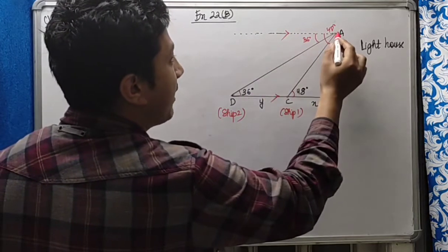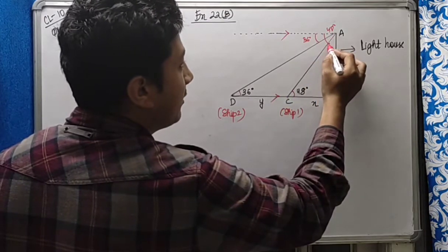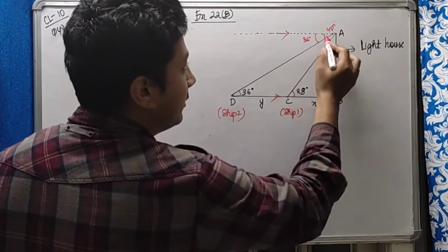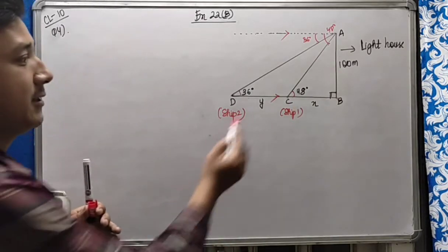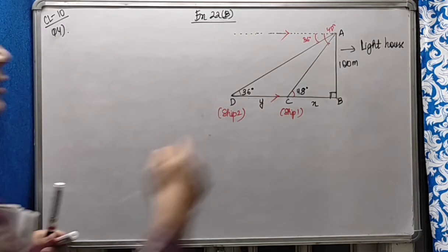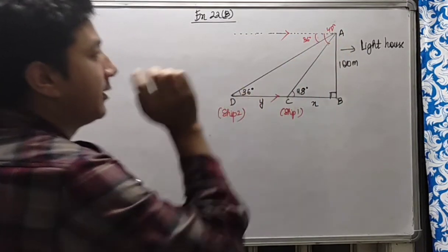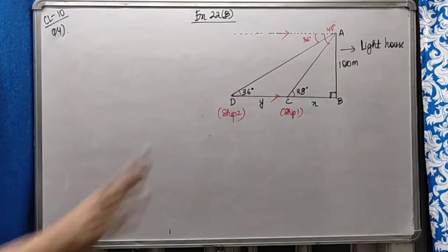So if these are parallel, then from here till here it is 48. This angle and this angle are alternate angles because they are parallel, and this angle and this angle are also alternate because they are parallel. Therefore, if this is 48, then this is 48. If this is 36, then this is 36. I hope we are clear till here.